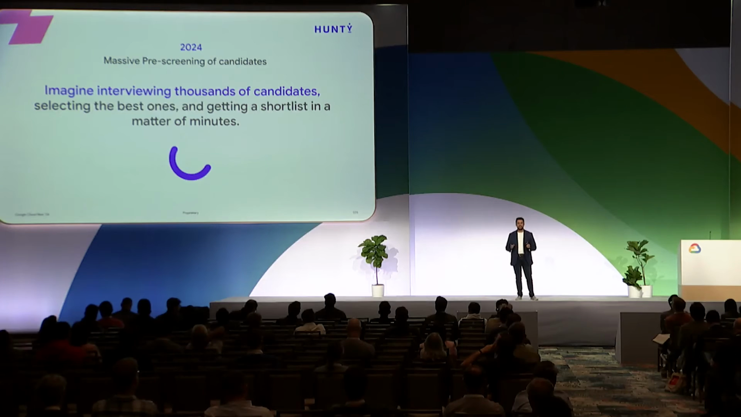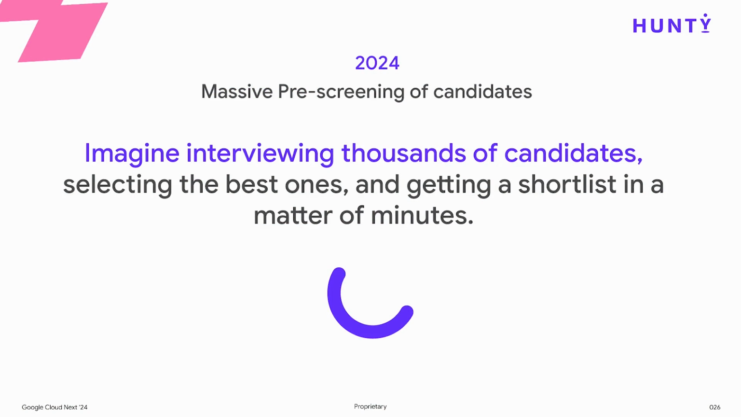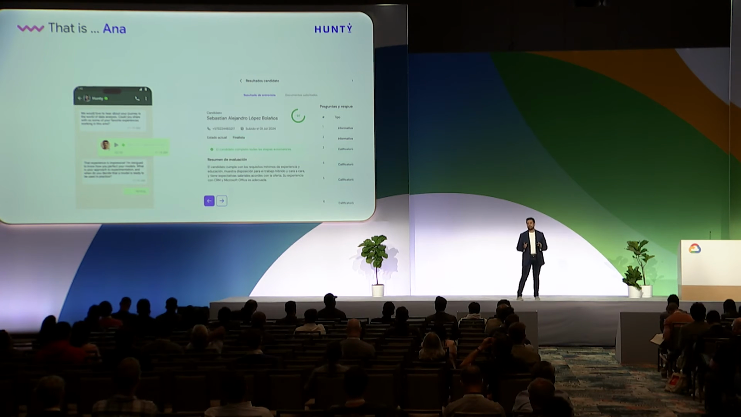We came up with a solution for this problem, which you can frame as massive pre-screening of candidates. To put it simply, imagine interviewing thousands of people, selecting the best ones, and getting a short list literally in a matter of minutes. And that's what we now call Anna. Anna is our digital recruiter.